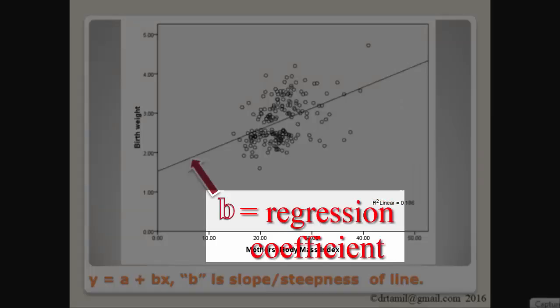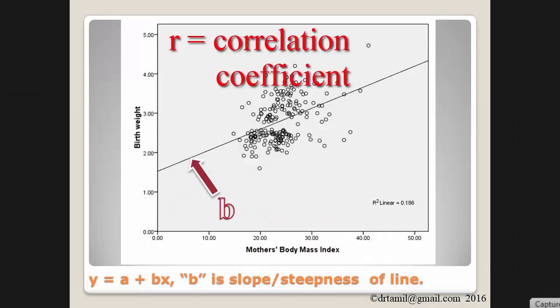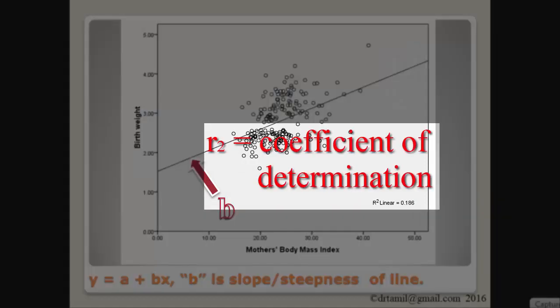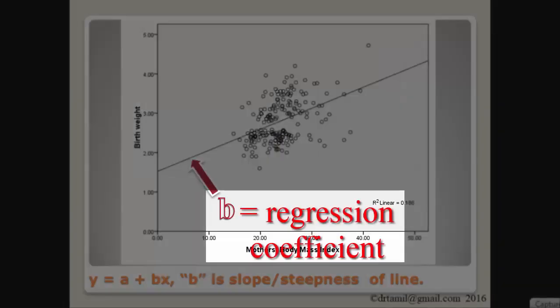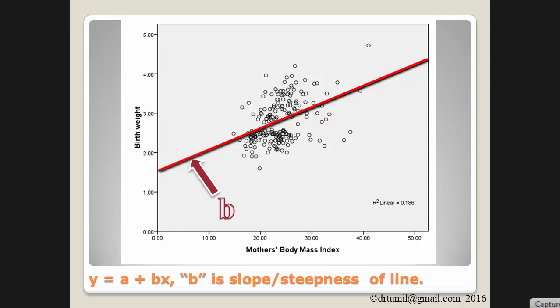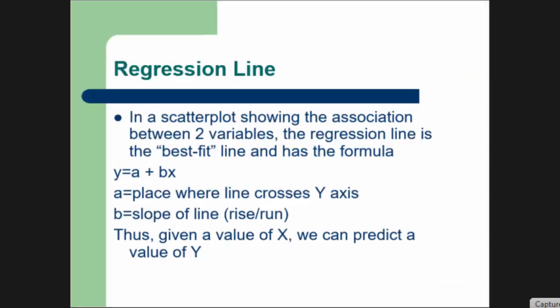This b here, b stands for regression coefficient. Just now, r was correlation coefficient. R square is the coefficient of determination. Here b is the regression coefficient, because b dictates the shape of the slope, kecerunan, the steepness of the slope. As stated earlier, if you know the value of b, you can already determine the value of a. But in our exercise, we always determine the value of the regression coefficient first.